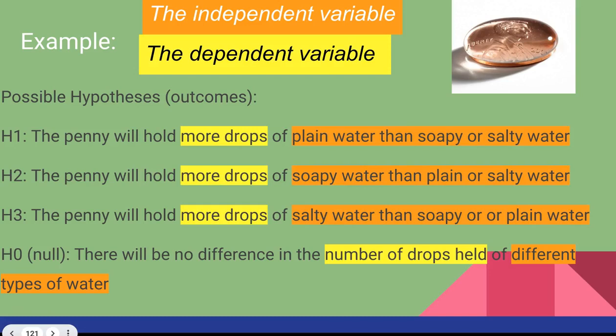So we also want to consider, what if there isn't a difference? What if changing the type of water doesn't make any difference in the number of drops held? So that's called our null hypothesis, where it just doesn't make a difference. So the first part of working with your hypotheses is to just list all of those possible outcomes. So those would be the H1, H2, H3, and the H null. Now, depending on the experiment, you might only have an H1, an H2, and a null hypothesis. It just depends on how many different types of water you're testing.